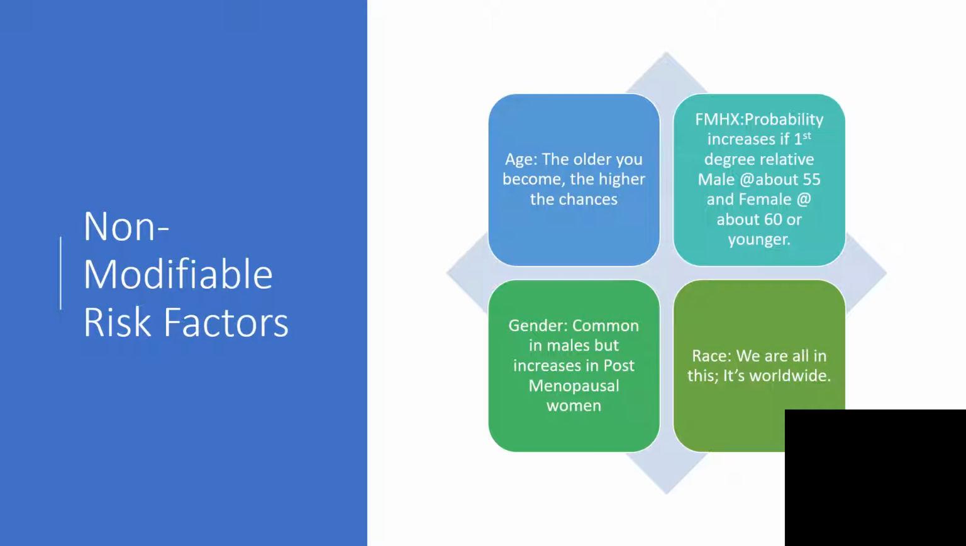Gender. It's common in males, but is increasing in postmenopausal women also. And we talk about race. I don't want to talk about race here because it's actually affecting everybody. We're all in this. It is worldwide. Some literature, some textbooks will tell you that it's commoner in whites, in developed countries. Hypertension is commoner in blacks, Hispanics, ladies. Just put all those aside.